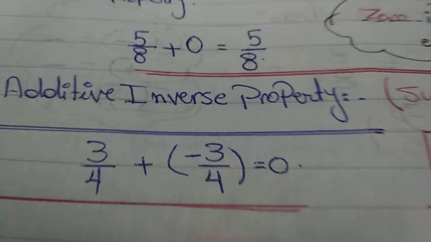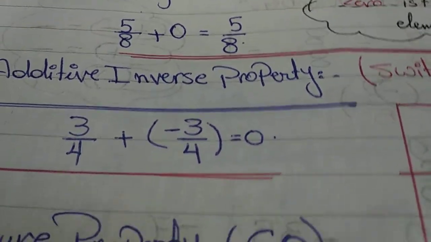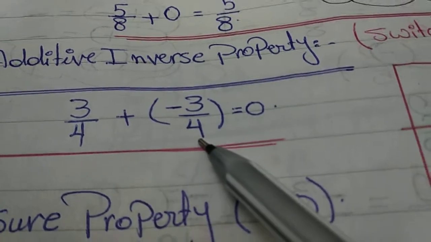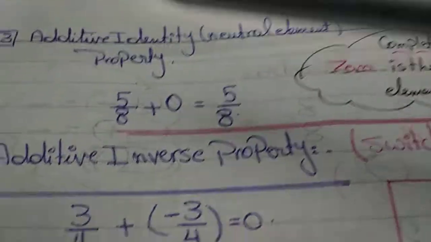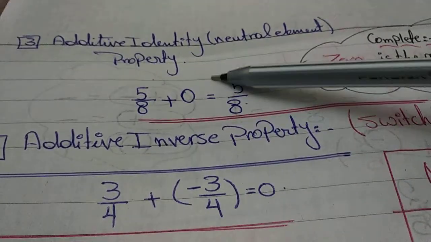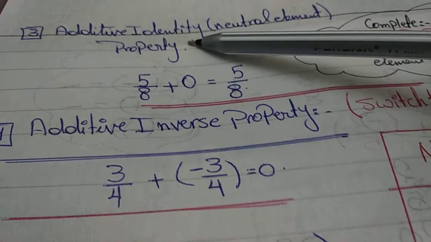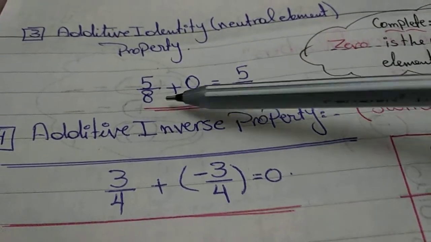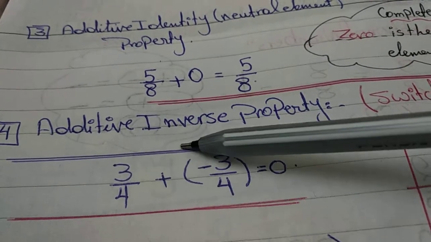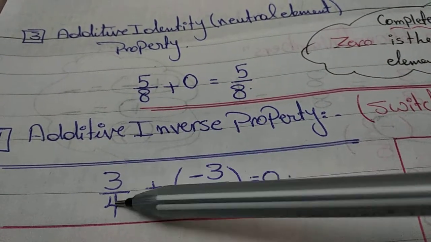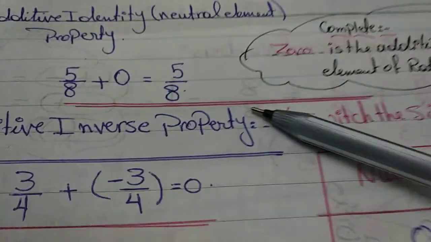Now, to know the additive inverse property: if I add the number to its additive inverse, the answer will be 0. Look at the difference between these two properties. For the additive identity, the number should be added to 0. But in additive inverse, the number should be added to its inverse and the answer is 0.